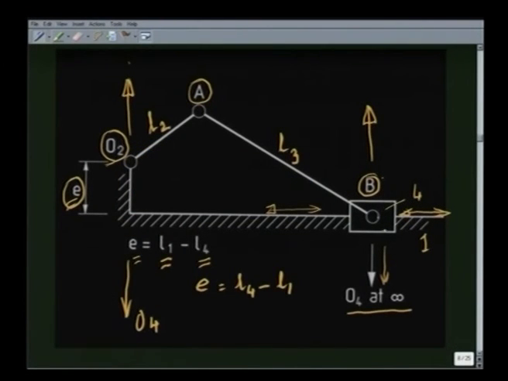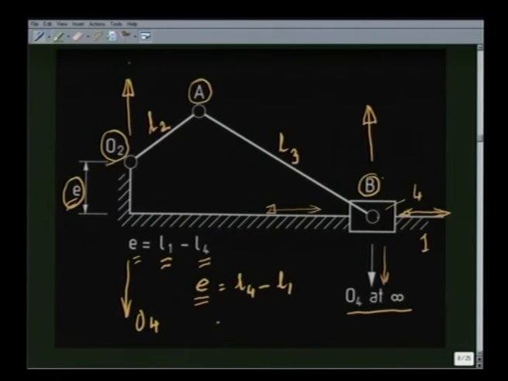So, for a 3R 1P mechanism, I see there are two lengths, namely L1 and L4, which are infinite. However, the difference of these two infinities, either L1 minus L4 or L4 minus L1, is the other kinematic dimension, which we call offset E.